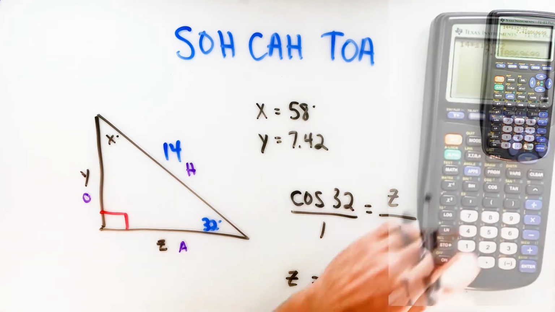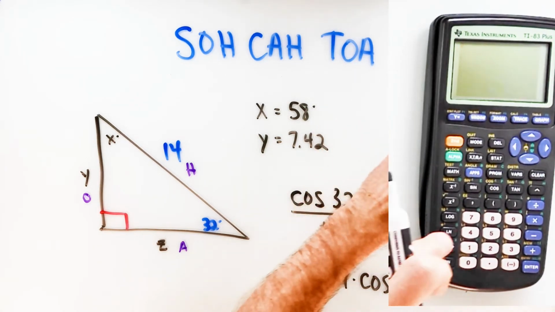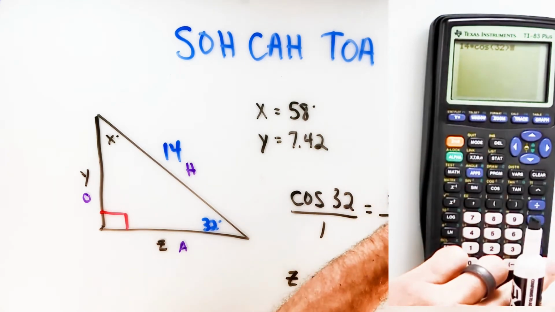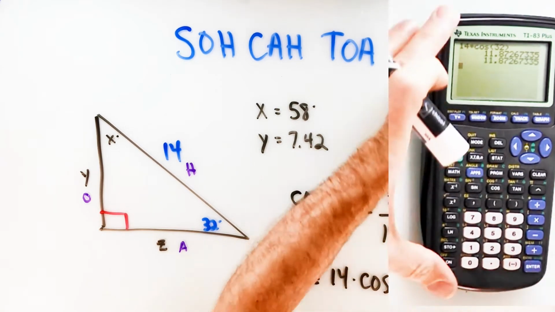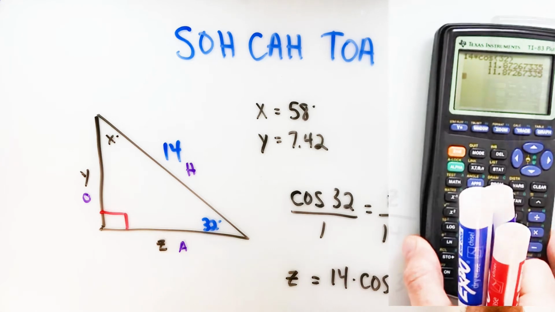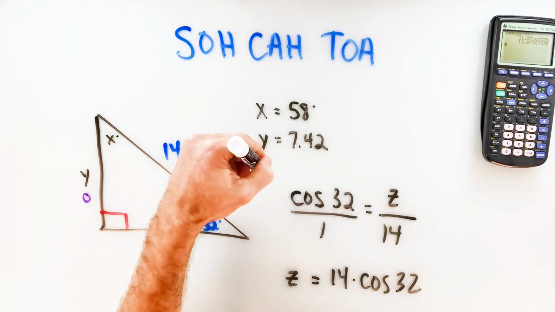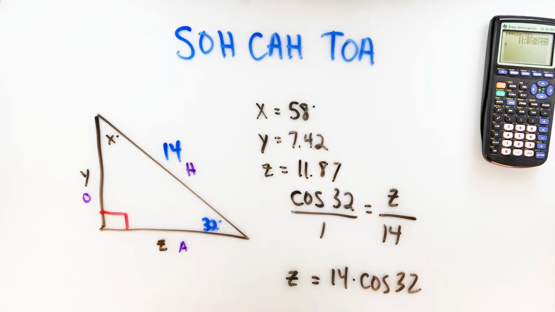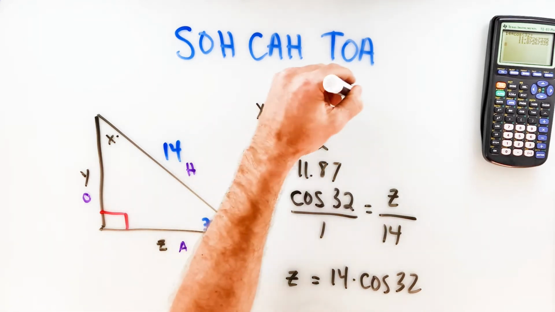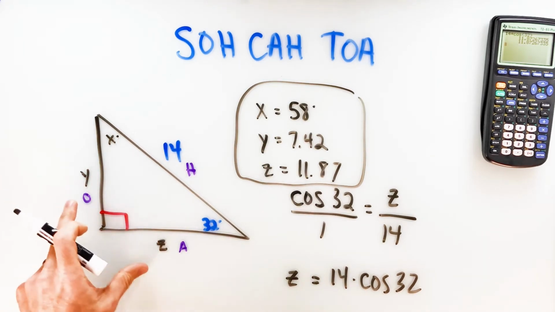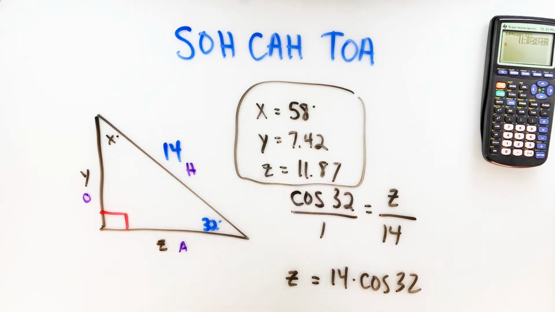is what I'm going to type into my calculator. So I've got 14 times cosine 32. And looks like we got about 11.87. So we've got z equals 11.87. So that solves this right triangle. All three sides, all three angles. 11.87 makes sense for this longer leg. It's longer than the short leg. It's less than the hypotenuse, so we know we're in the ballpark.